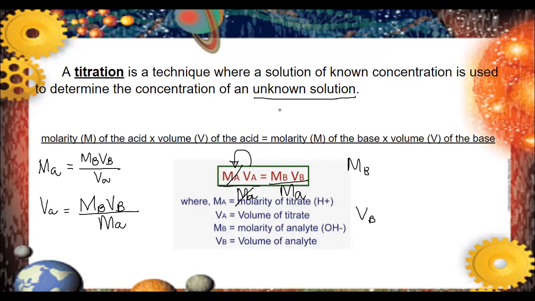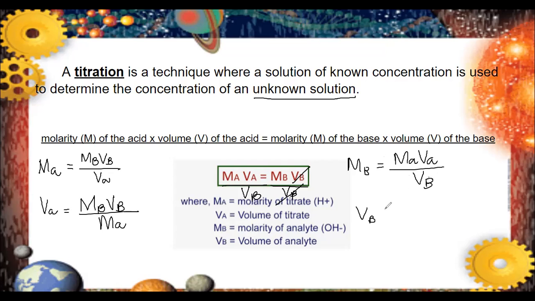Next, we have the molarity of base. So for MB, we are going to divide both sides by VB, okay, in order to cancel out this same. Alright, so ang natira po is MB equals MA VA over VB.